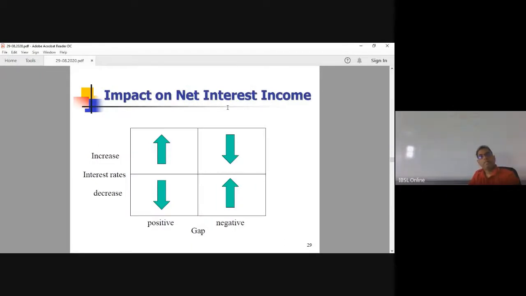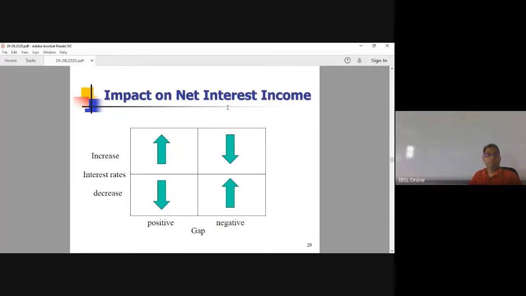So this is just summarizing what we learned in the morning about an increase in interest rates and how it will have an impact on NII. So we are saying if it's a positive gap, interest rates go up, it's good for NII. Negative gap, interest rates go up, it's bad for NII, and vice versa.